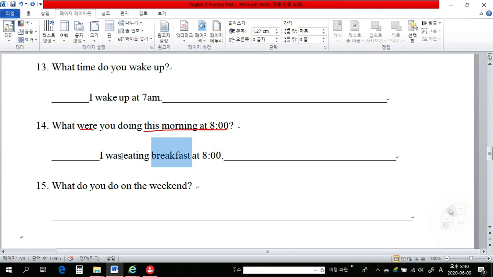And an object. Again, with 7 a.m. there's no verb, so the phrasal verb wake up will be good enough. In this case, eating. So at 8 o'clock I was eating. At 7:55 I started eating. At 8:05 I finished eating. Those are in the past tense. But at 8 o'clock I was eating. I was in the middle of eating.